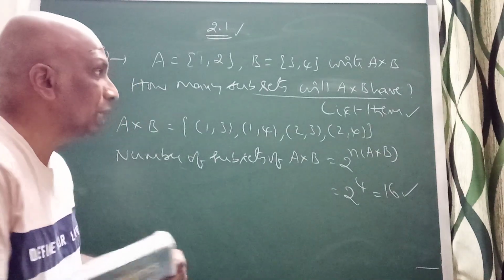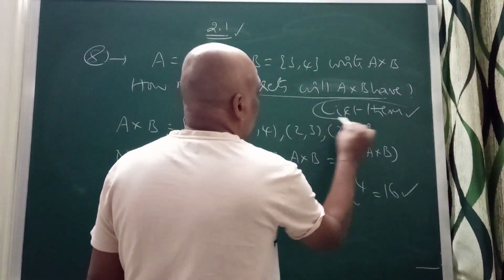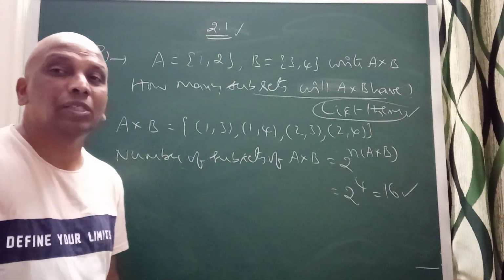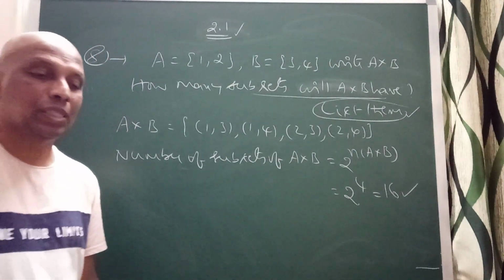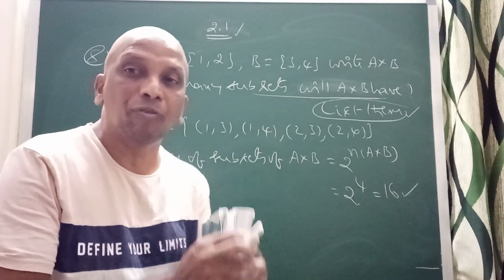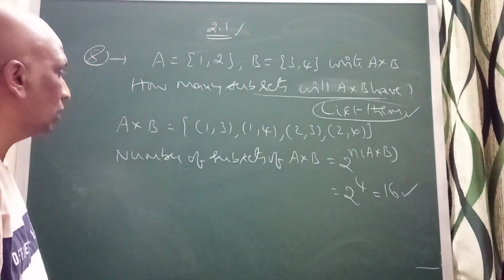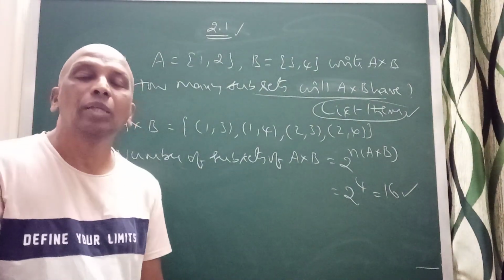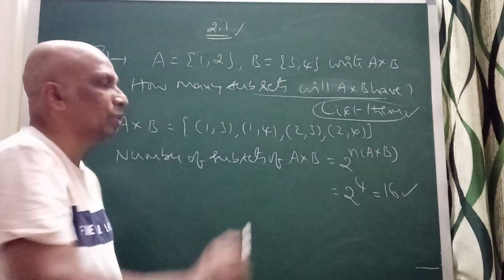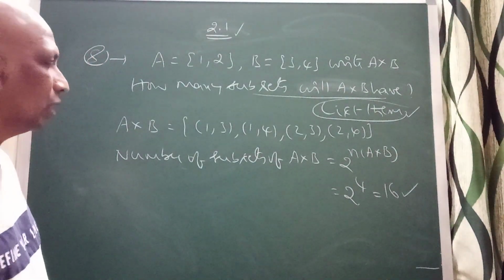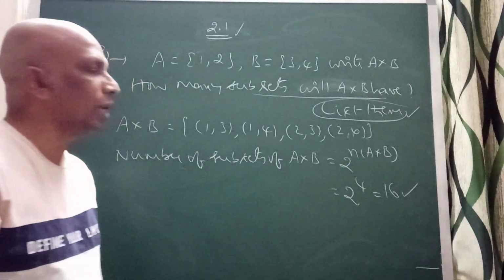That means list them. They are asking to list them. See, if I list, I should get 16 subsets. Always remember, the empty set is a subset of any set. Here also I can take the empty set. No, not relation. They are talking only about subsets of A cross B. So when they are talking about subsets of A cross B, I should write 16, right?